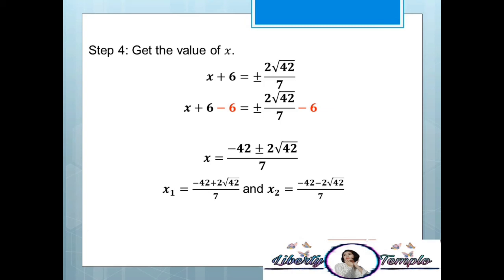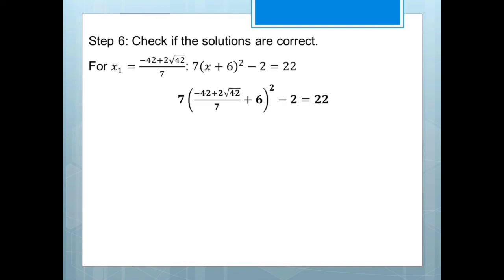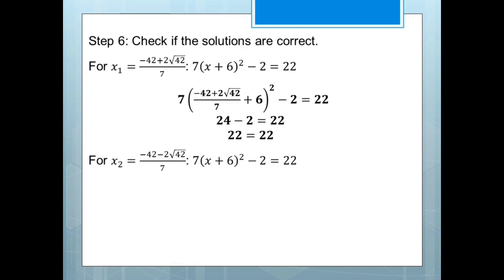Since we now have the values of our x, we need to check if our solutions are correct. So for x sub 1 equals negative 42 plus 2 square root of 42 all over 7, we have 7 times the quantity of negative 42 plus 2 square root of 42 all over 7 plus 6 squared minus 2 equals 22. So we have 24 minus 2, and that is 22 equals 22. This means that our x sub 1 is correct.